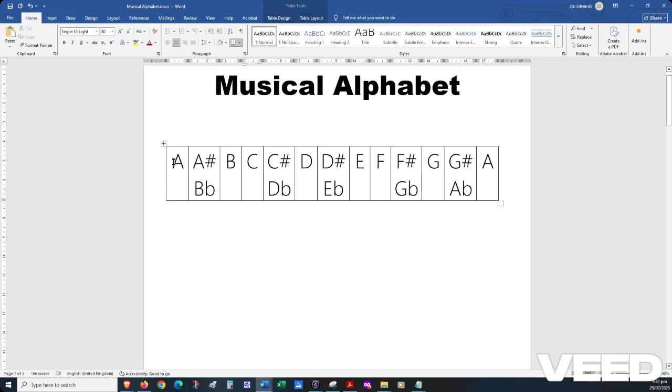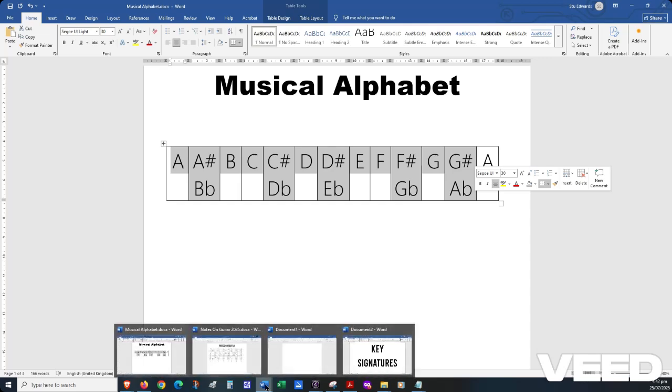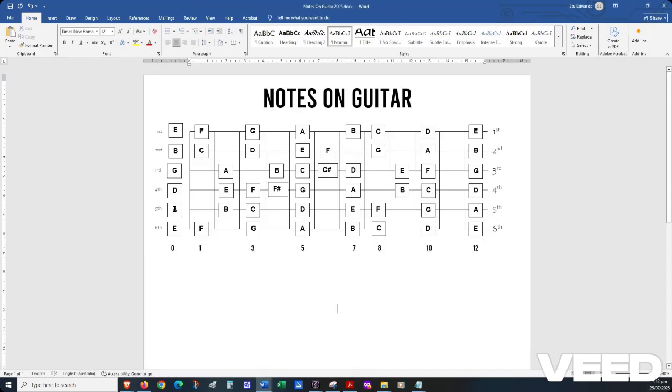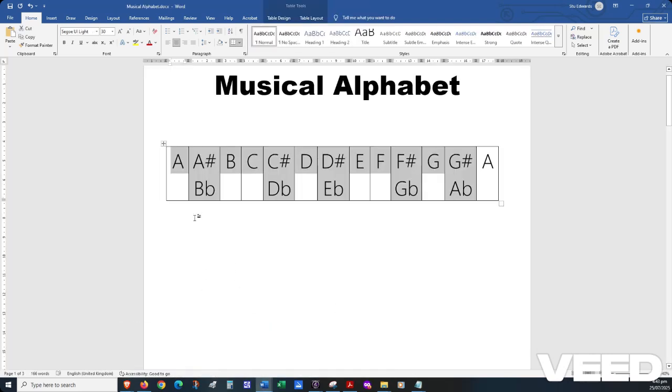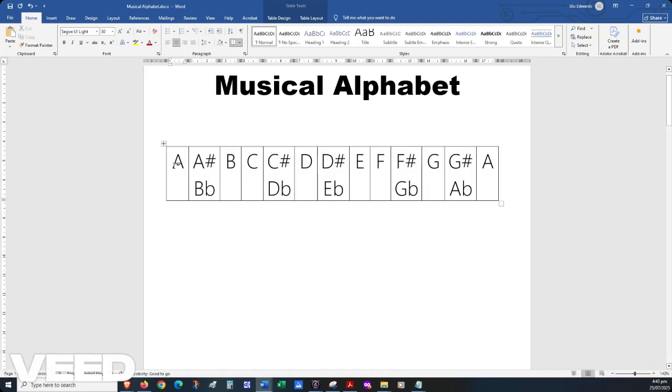Now think of this like string 5 on the guitar, and if we look at the notes on the guitar, you can see the notes there. A open, fret 2 is B, fret 3 is C, D, E, F. Now those frets without notes are where the sharps are. So this is what we're going back to over here. We've got A sharp, B, C. Think of it like a staircase or a ladder.